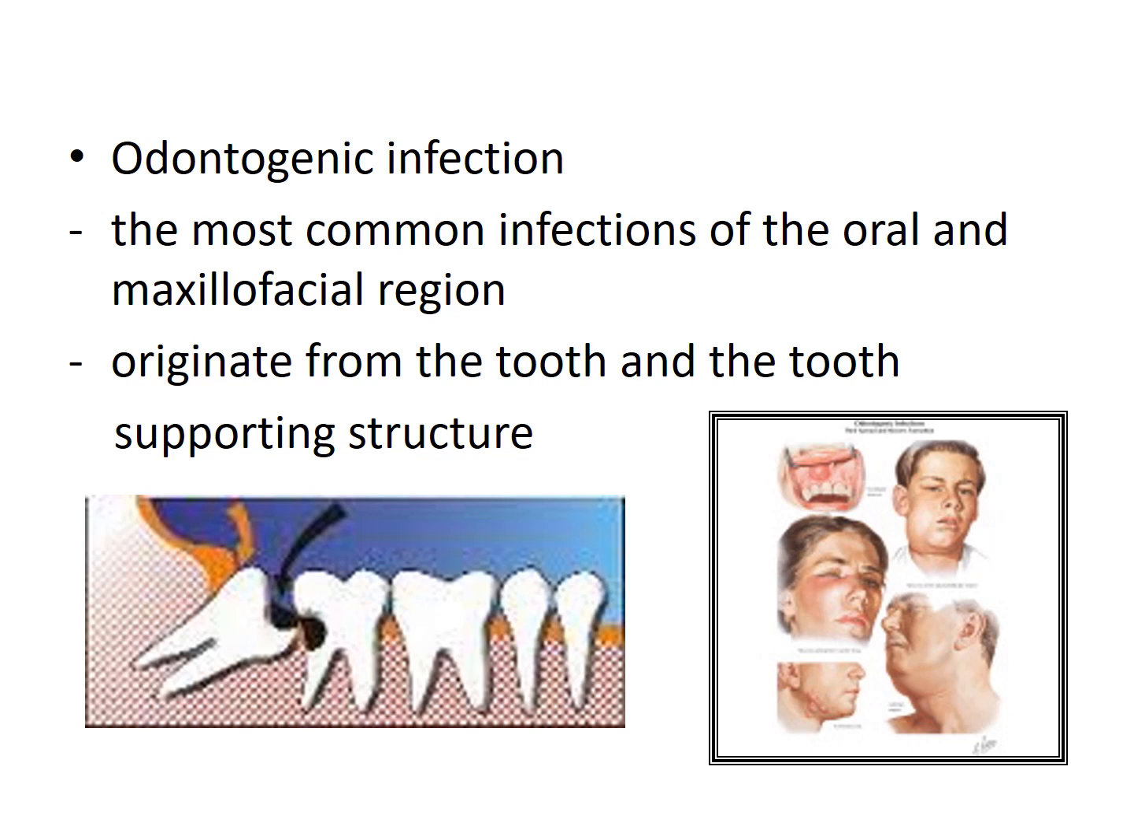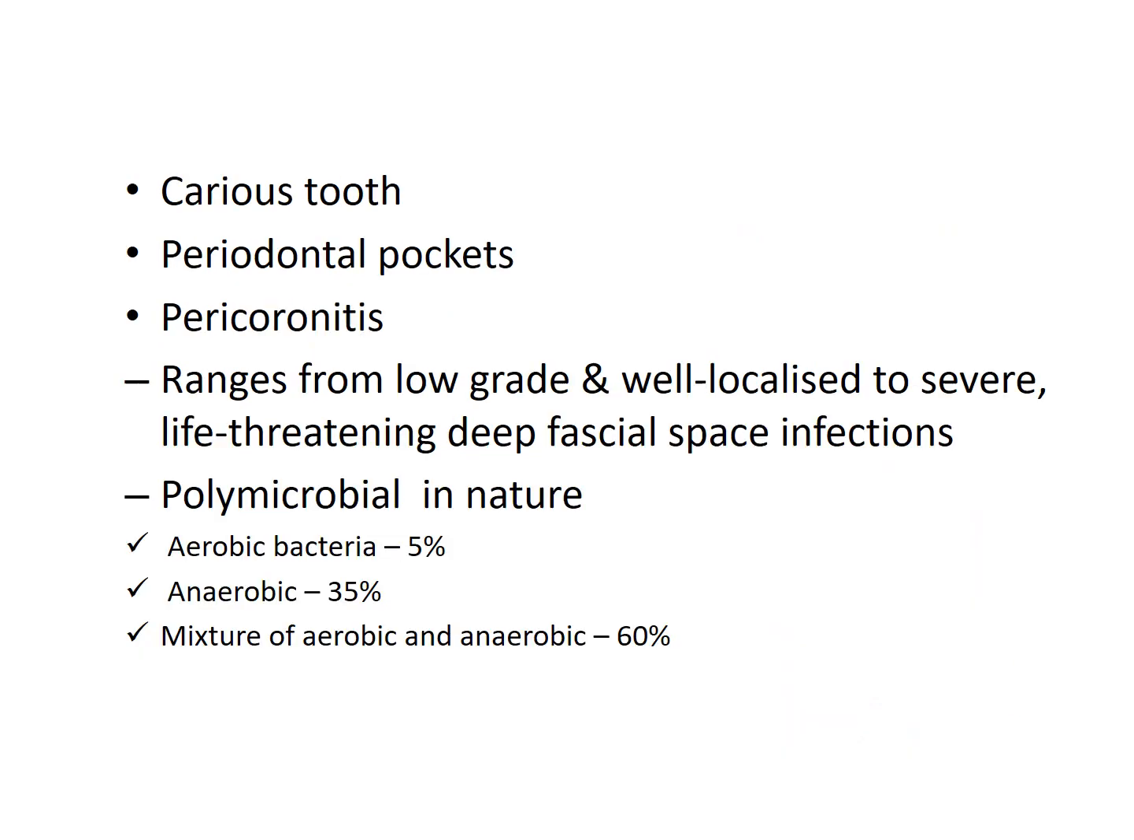It originates from the tooth and the tooth supporting structure. Caries tooth, periodontitis, and pericoronitis are the causes for odontogenic infections. It may range from low-grade and well-localized to severe, life-threatening deep facial space infection. Odontogenic infection is polymicrobial in nature. 5% of the bacteria are aerobic bacteria, 35% are anaerobic bacteria, and 60% are mixture of aerobic and anaerobic bacteria.